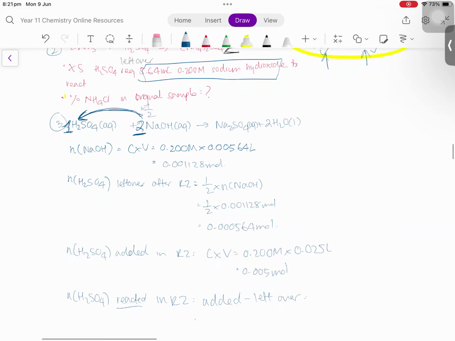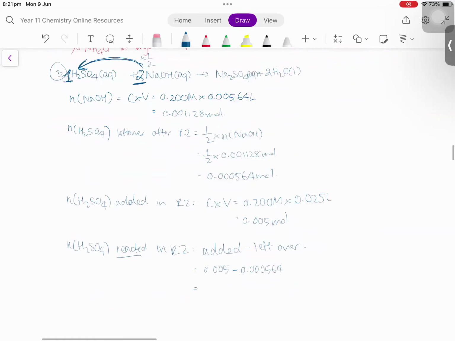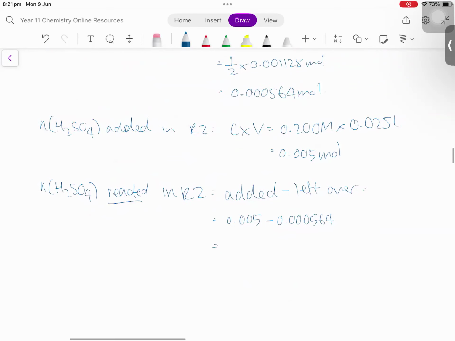So that's your 0.005 minus 0.000564, both numbers that we've calculated ourselves. So how much did we lose in the actual second reaction? 0.004436 mole. Thank you.